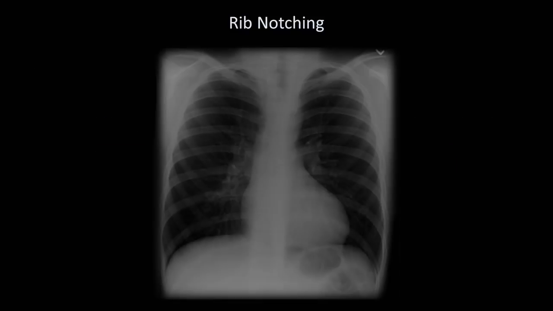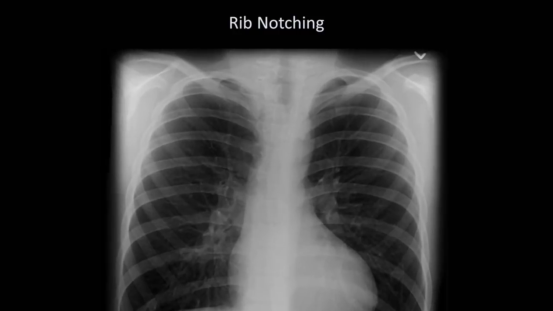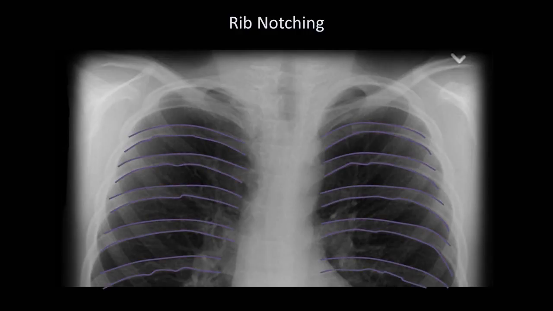Here is a patient with some rib notching. It may be hard to see unless we get a little closer, and to make it more visible, I'll outline the posterior ribs. Notice how the superior surfaces of the ribs are nice and smooth, while some of the inferior surfaces are ever so slightly jagged.